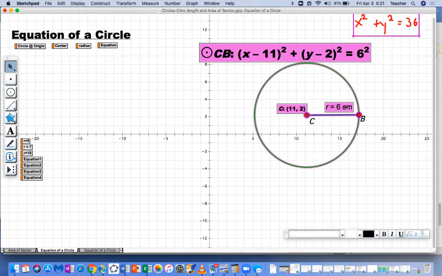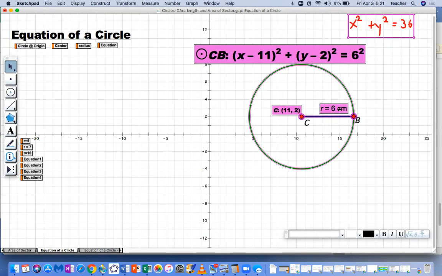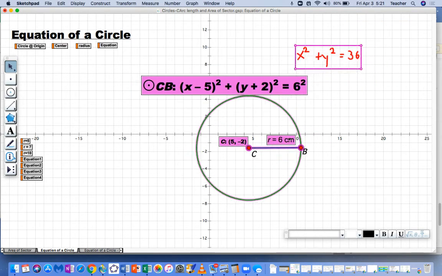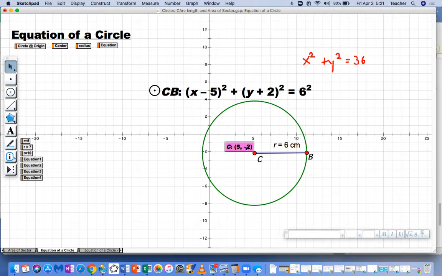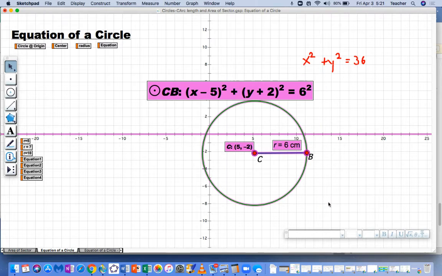All right, we're going to just move this circle. Again, the radius is not going to change, but our center point is going to change, and look how it affects our equation. So let's just stop there. Center 5, negative 2. Well, the equation says x minus 5 and y plus 2. So think opposite. If my y coordinate of the center is negative 2, then I'm going to have y plus 2 in the parentheses. If I got positive 5 as the x value of the center, I'm going to have x minus 5 in the equation. And that's going to be true no matter where you move this thing.